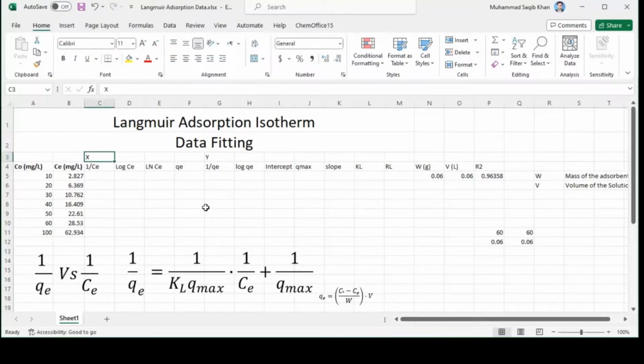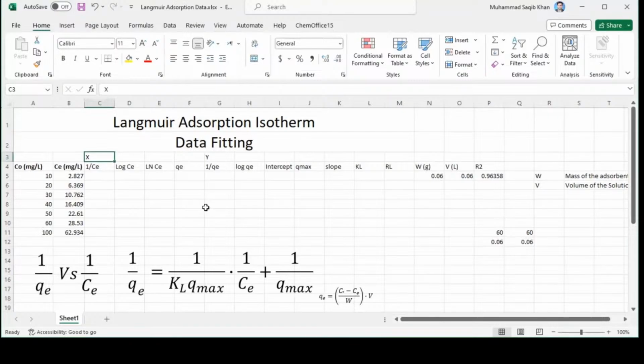Now you can see the response of our adsorbent at different initial concentrations. It is less than 1. The RL value is between 0 and 1. So this means that the adsorption process on our adsorbent is favorable. It is a favorable adsorption process. Hopefully now you understand how to calculate and plot the different adsorption data.